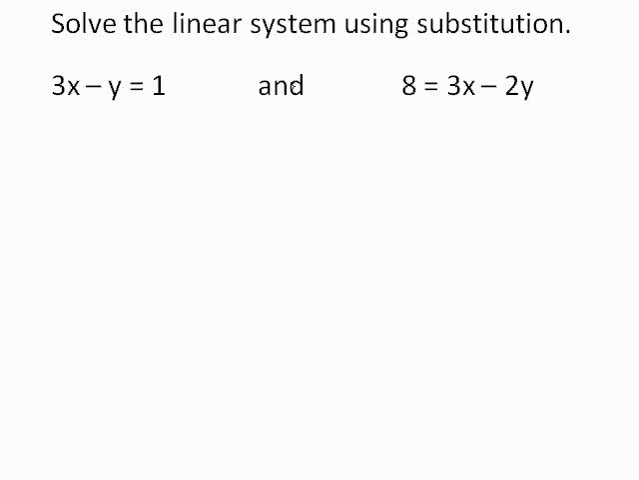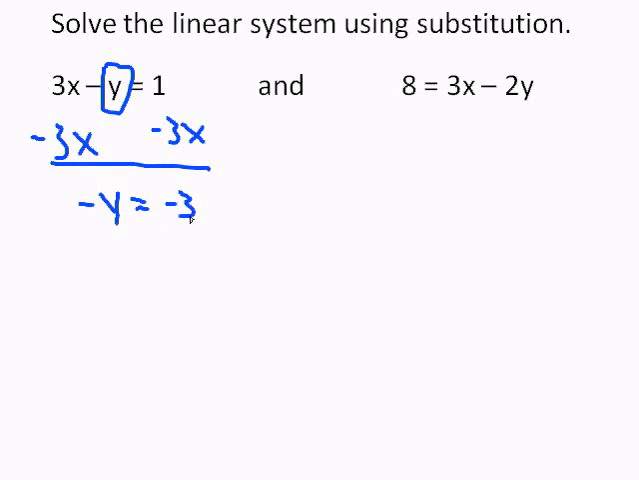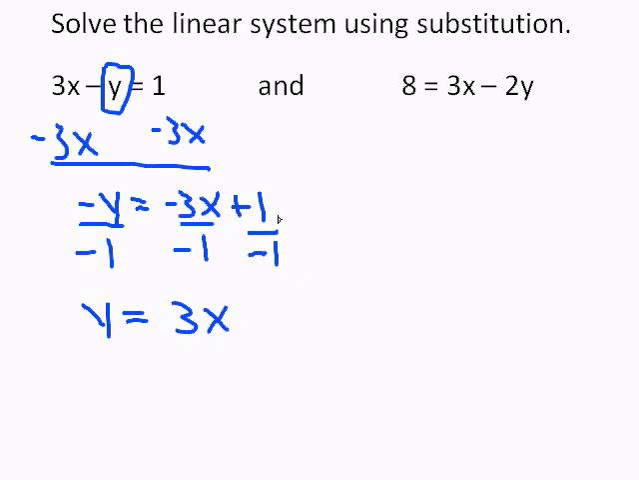Let's choose a variable in one of the equations to get by itself. I'm going to choose to get the y by itself, because to get this y by itself, all I need to do is subtract 3x from both sides, giving us negative y equals negative 3x plus 1, and then I'm going to divide both sides by negative 1, giving us a positive y equals a positive 3x. Positive 1 over negative 1 is a minus 1.